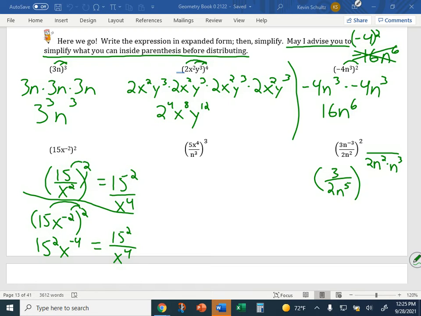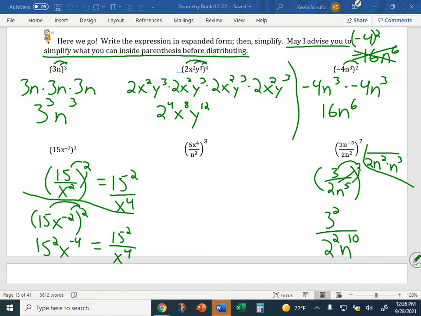Okay? We're squaring this. And so giving it to everything inside of our parentheses, we can write that as 9 or 3 squared. Either way is fine. Our denominator, give it to the 2, which we can write as 4 or 2 squared. Either way is fine. And when we give it to the n to the 5th, multiply those powers, n to the 10th is our final answer.